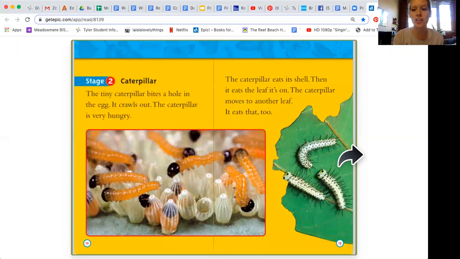A caterpillar is our stage 2. The tiny caterpillar bites a hole in the egg. It crawls out. The caterpillar is very hungry. So again, these are different types of caterpillars, so you might not have seen some like this.